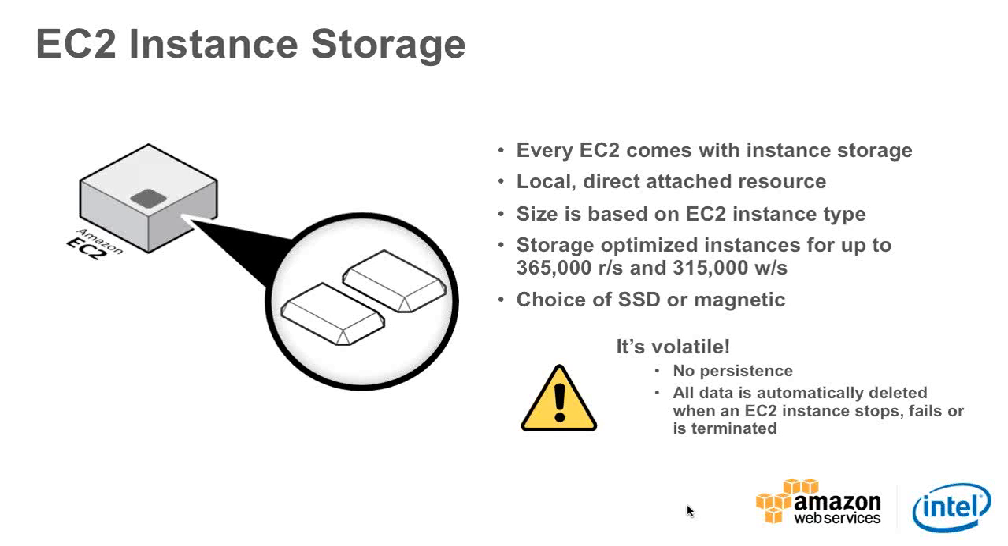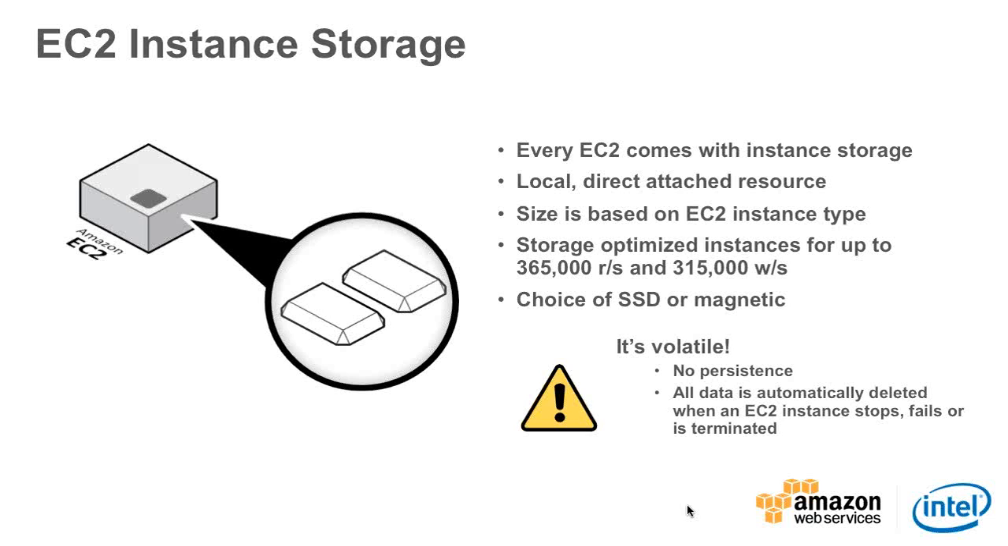And depending on the EC2 instance type, you also have the choice between SSD or magnetic instance storage that is attached to it. Now, one little word of caution. The EC2 instance storage is actually volatile. This means that data will not persist when you stop your virtual server or when you terminate it or when it should fail. So it's only well suited for data that can be volatile.